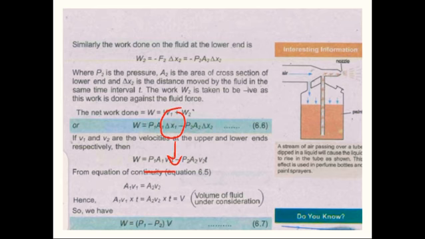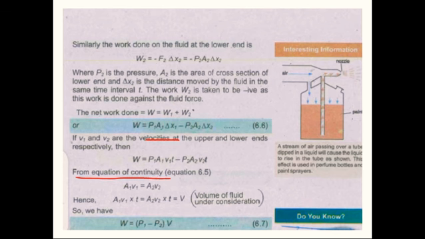Listen to this step again carefully. Our previous step is W is equal to P1 A1 delta X1 minus P2 A2 delta X2. While in our next step, we have replaced this delta X1 and delta X2 by their formulas, as distance is a product of V into T.